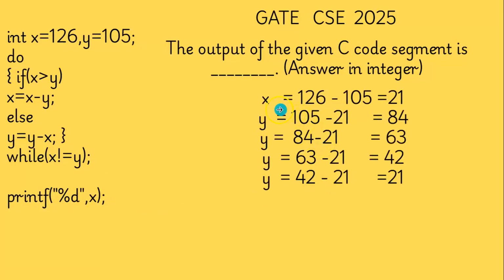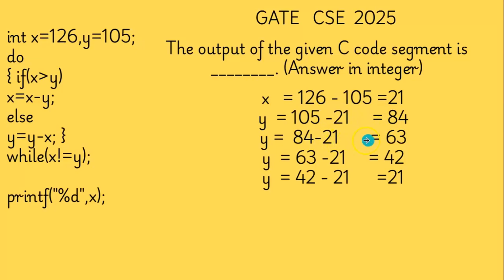So initially x and y you compare. X is greater than y, so you subtract y from x, it will become 21. Next time also, what is the x value? 21. And what is the y value? 105. So now this condition becomes false. You do y is equal to y minus x, so it will become 84. Similarly, x value is the same, 21, y value is 84.